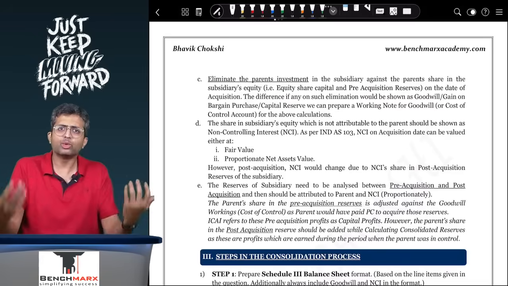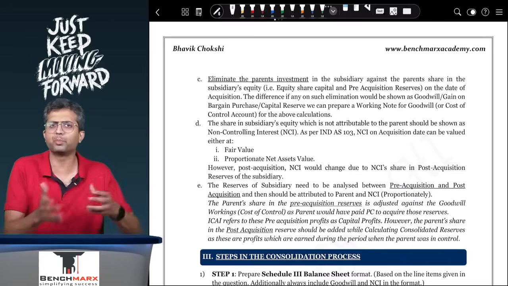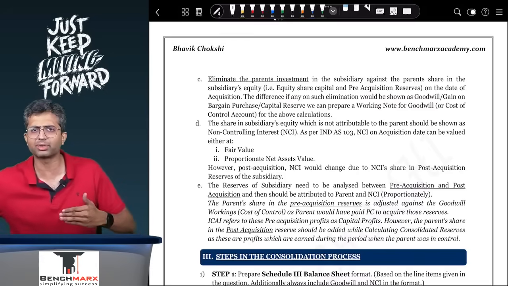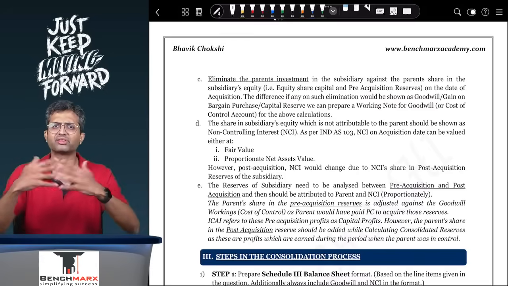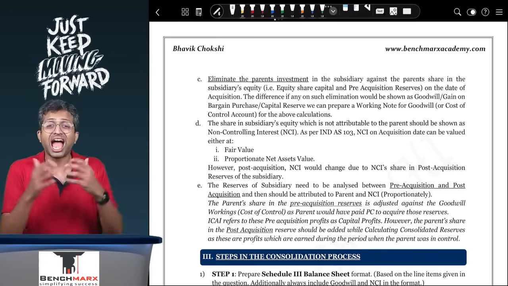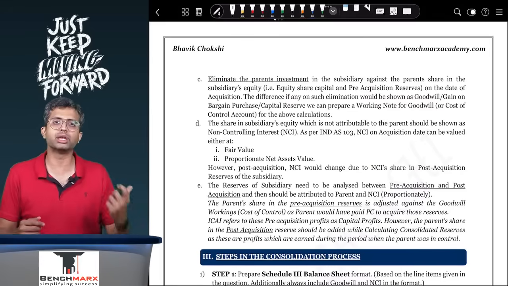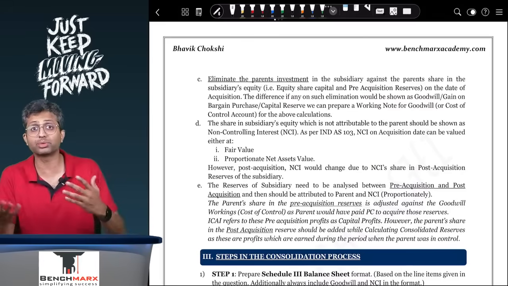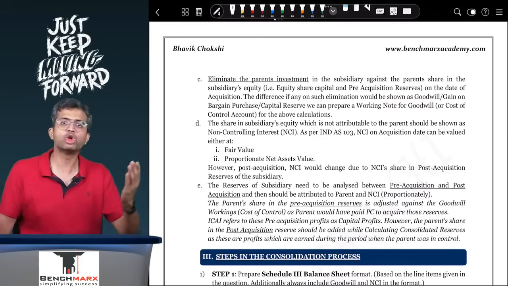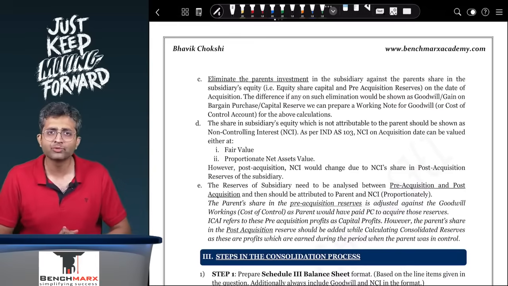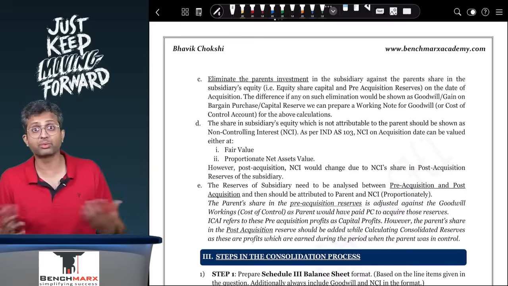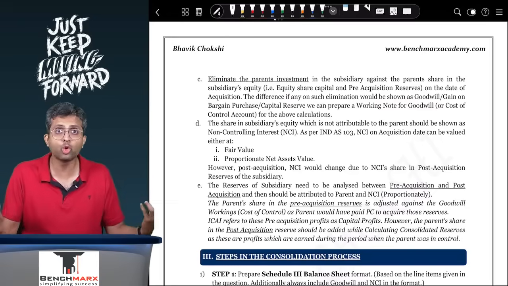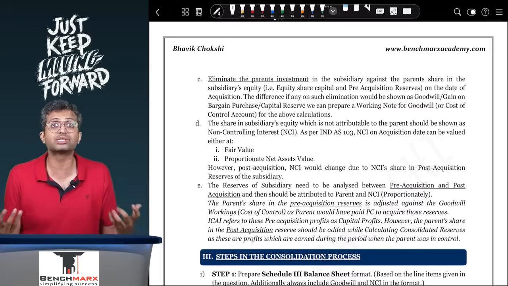So can this investment continue to appear? Well, it appeared in the SFS because subsidiary was a separate legal entity, but now when you are preparing the CFS, subsidiary is no longer a separate legal entity, and hence you should eliminate the investment. That investment cannot appear because instead of the investment, you are taking over assets and liabilities. Will the assets and liabilities appear of the subsidiary? Yes. Can the investment appear? No. But then that investment represents what?